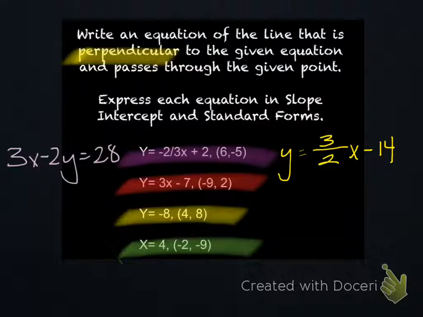We have y is equal to 3x minus 7. We have to pass through (-9, 2), and we've got to be perpendicular. So you go ahead and copy that, and I'm going to answer the phone. Hold, please.